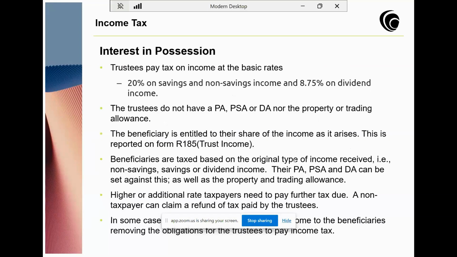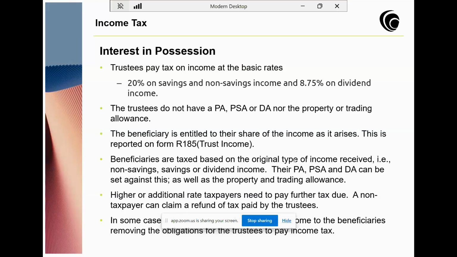So interest in possession trusts, they pay tax at the basic rate on their incomes: 20% on savings and non-savings, 8.75% on dividends. They don't have the personal allowance, the personal savings allowance or the dividend allowance. They can't claim for property or trading allowances either.